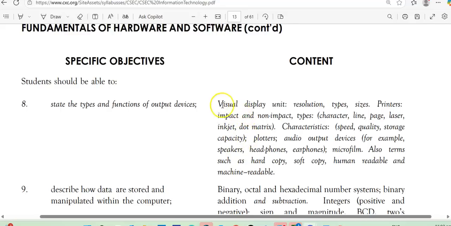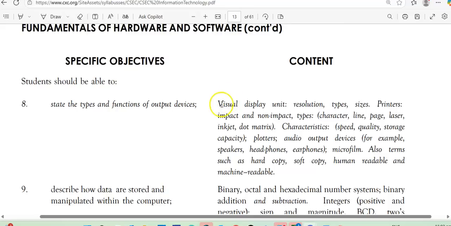We're going to start with the visual display unit, VDU, also known as monitors. These display text and images. They come in various resolutions. You can have Full HD, 4K. The types include LCD, LED, OLED, and various sizes. For example, your monitor can be 13 inches, 15 inches, 24 inches. Those are visual display units, also known as monitors.